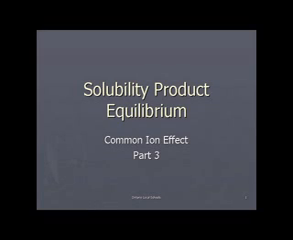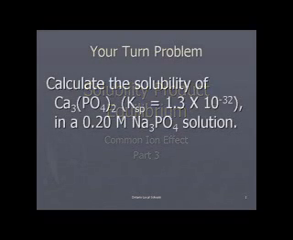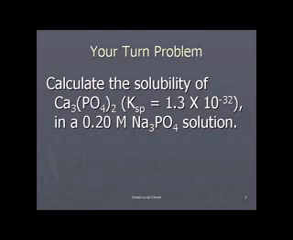And we're going to do a problem that again involves the common ion effect, which are probably the most challenging of KSP problems. It's what we would say in the vernacular, it's time for a your turn problem. So this is the way this will work. The problem is here where we want you to calculate the solubility of calcium phosphate, which has a KSP value of 1.3 times 10 to the negative 32nd in a 0.20 molar sodium phosphate solution.